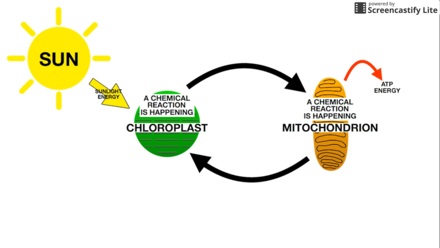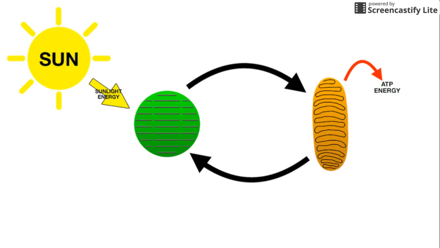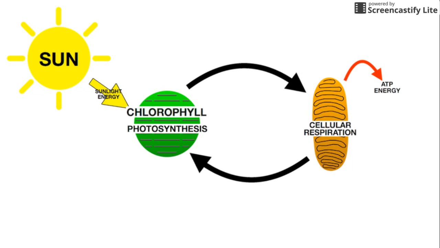When chemical reactions happen in the chloroplast, it's called photosynthesis. And when it happens in the mitochondrion, it's called cellular respiration. In the chloroplast, there is chlorophyll. Chlorophyll is basically a green pigment that absorbs energy from the sunlight to make photosynthesis possible.